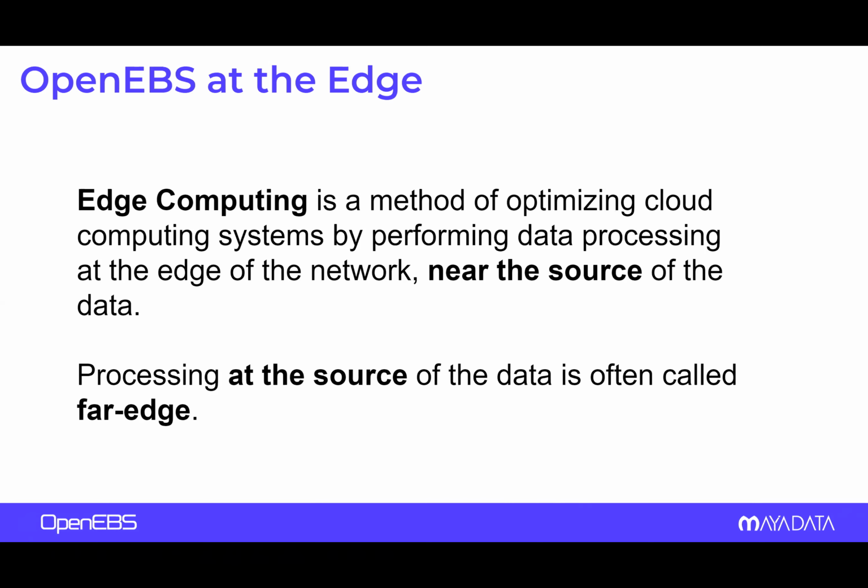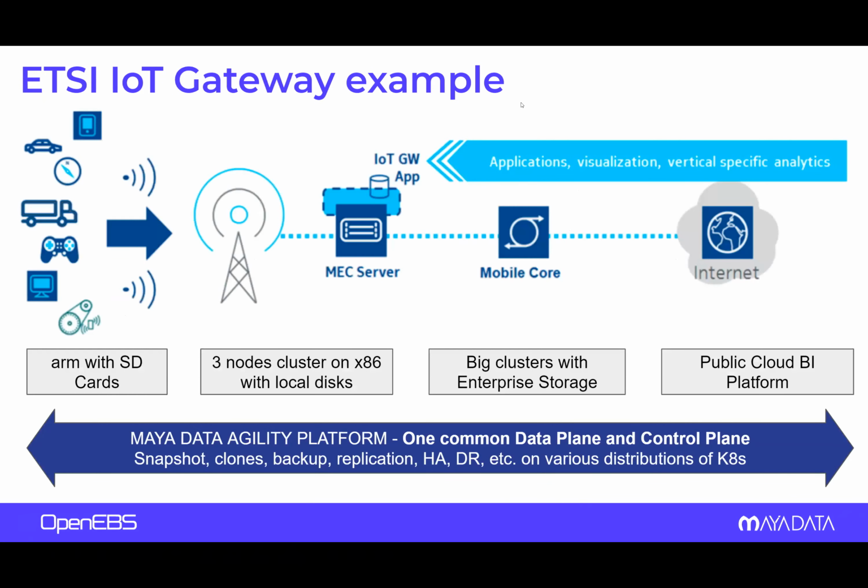So the MayaData Agility Platform, one common data plane and control plane, especially with Jiva's low footprint, can run on ARM devices just using SD cards, and also run without requiring additional nodes compared to scale-out storage systems. Many of these far edge locations only have a limited number of nodes, x86 or ARM with local disks. And OpenEBS enables all these use cases to actually use Kubernetes.